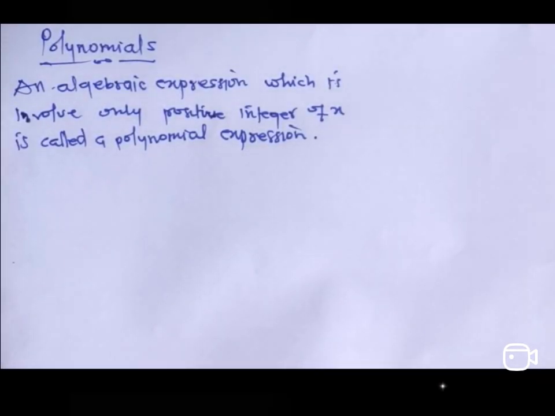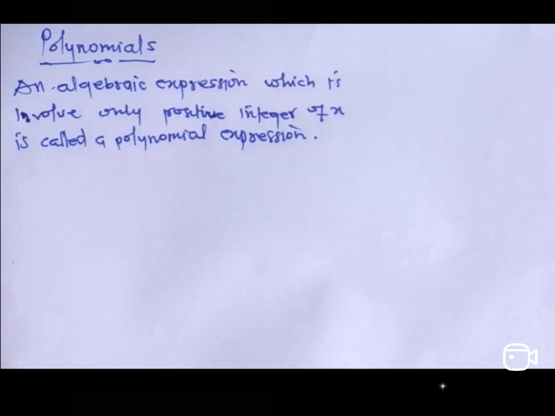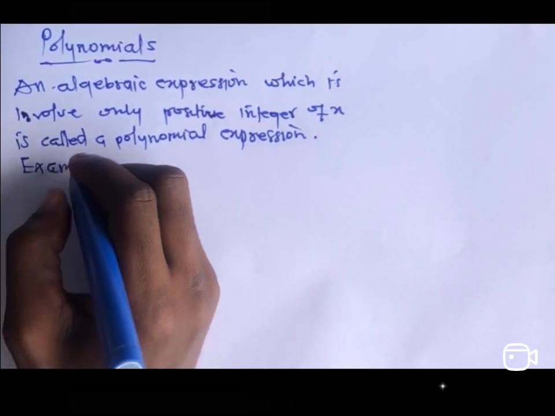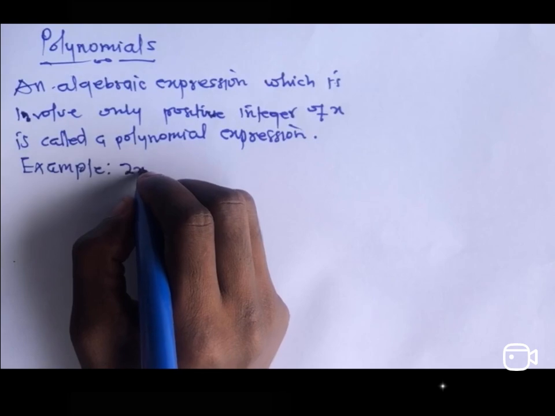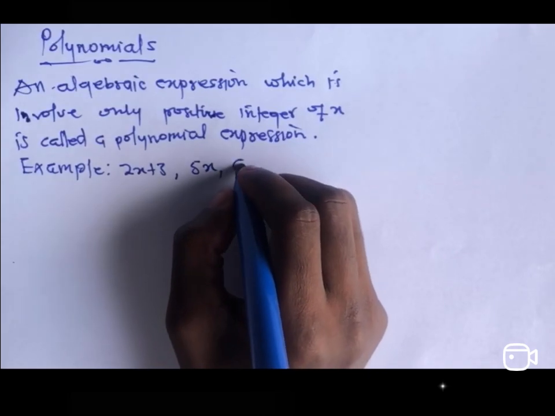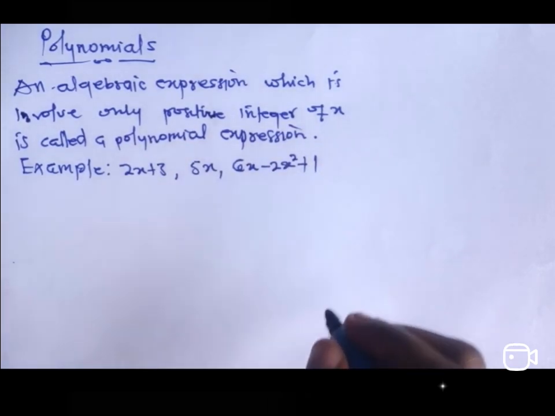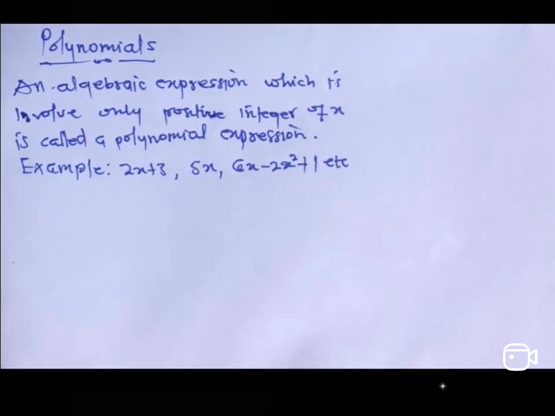An algebraic expression which involves only positive integer powers of x is called a polynomial expression. Example: 2x plus 3, 5x, 6x minus 2, x squared plus 1. All these are examples of polynomial functions.